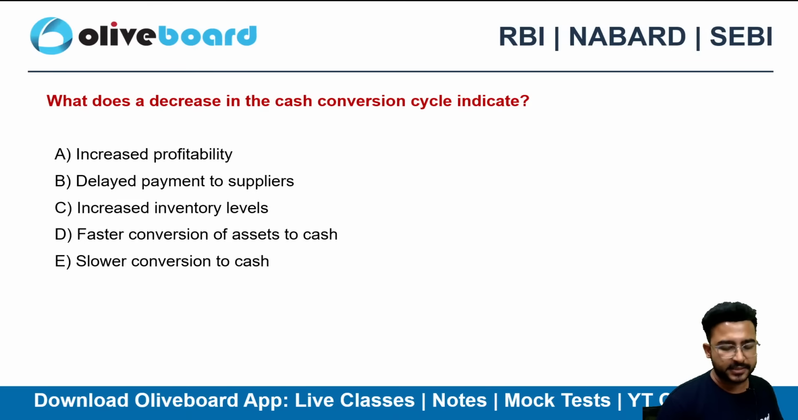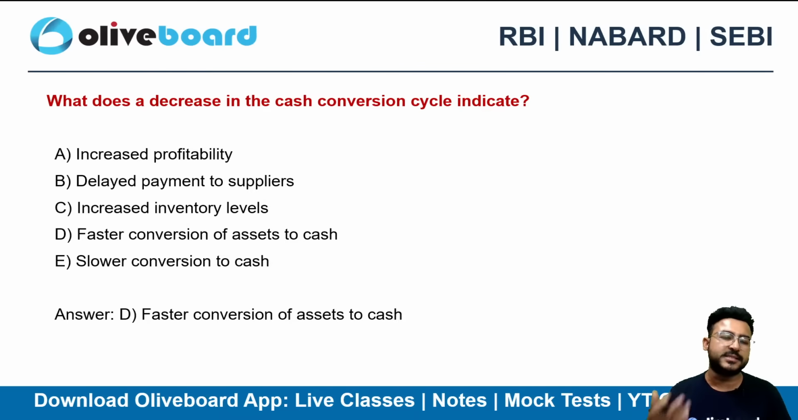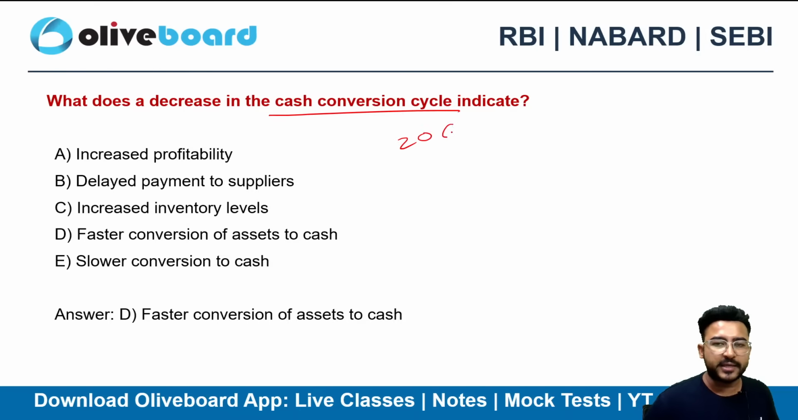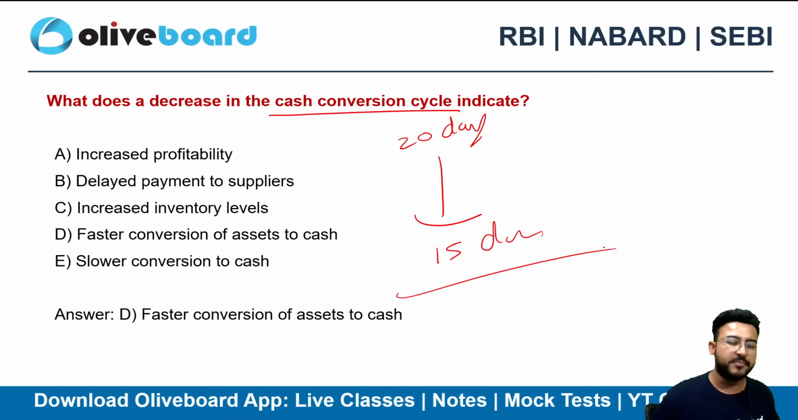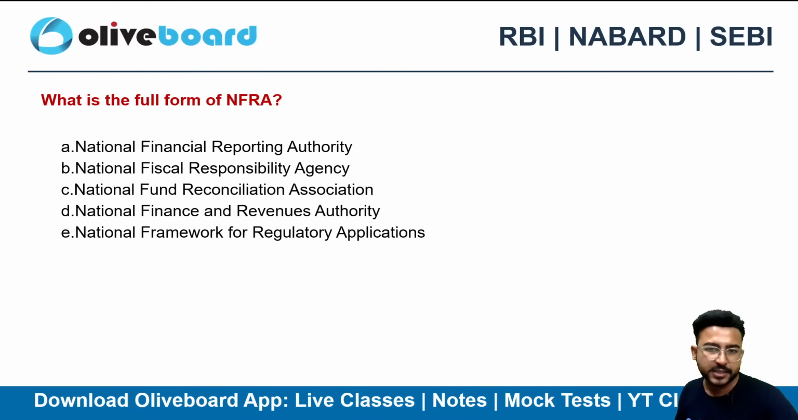If there is a decrease in the cash conversion cycle, that means faster collection, faster conversion of assets into cash, right? Earlier I used to collect the cash in 20 days. Now I am able to collect in 15 days only. That means I am able to collect it faster. That's what the meaning of cash conversion cycle is.